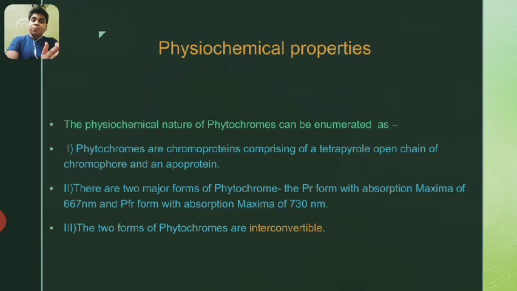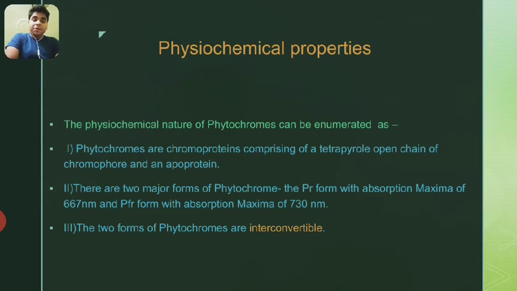Next thing is physiological properties of phytochrome. So the physiological nature of phytochromes can be enumerated as: number 1, phytochromes are chromoproteins comprising a tetrapyrrole open chain chromophore and an apoprotein. Number 2, there are two major forms of phytochrome. The PR form with absorption maxima of 667 nanometer and the PFR form with absorption maxima of 730 nanometer. Number 3, the two forms of phytochromes are interconvertible.